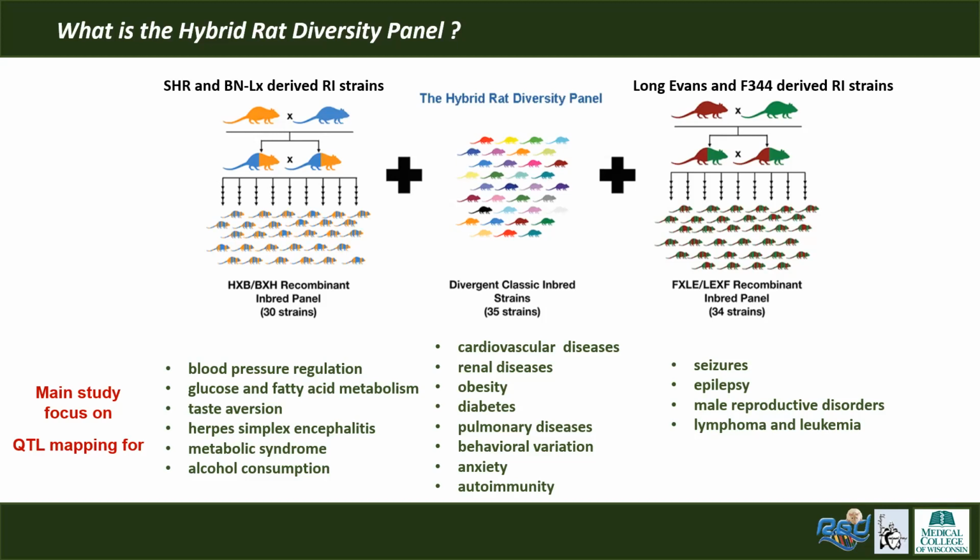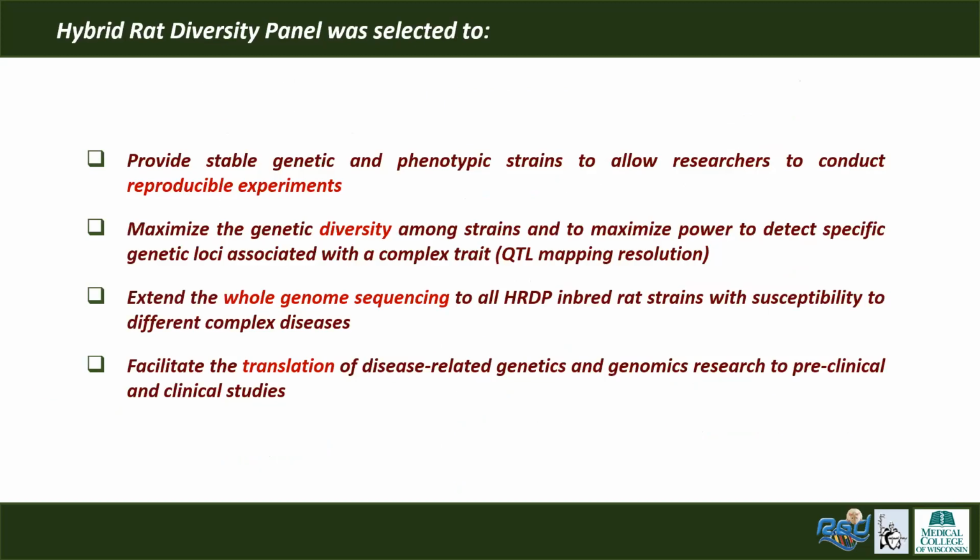This combination of classic and recombinant inbred rat populations will allow researchers to define the genomic regions associated with a phenotype of interest, or quantitative trait loci, QTLs, and hopefully with greater mapping resolution compared with traditional linkage studies. So the objective of this project is creating a diverse, stable, and reproducible rat reference population, so the scientists would be able to discover and characterize molecular mechanisms underlying complex disease-related traits.